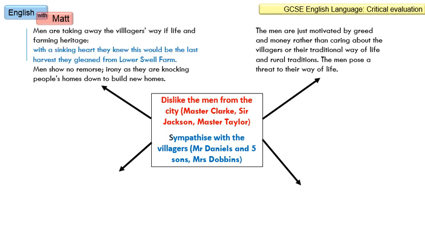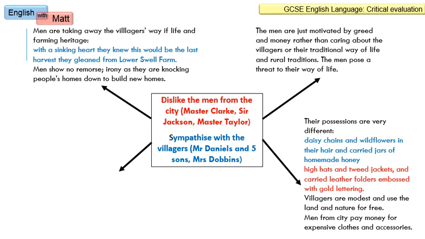Men are taking away the villagers' heritage and their identity and their way of life. They show no remorse. The irony is, of course, that they're knocking people's homes down to build new homes for people. But there's already homes there. So there's an irony there.